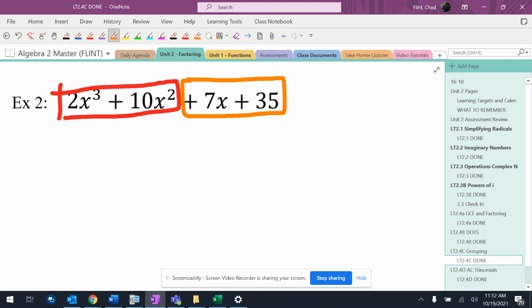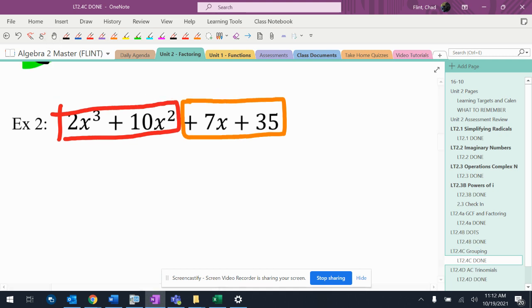All right. Let's talk about this. Inside of that red box, you can take out a 2x squared. We're looking for a GCF again. If you've done GCF stuff well, this is not too bad. If you haven't, you're going to have to practice GCF before this is going to make any sense. The second one, it's not negative in front, so I don't take out a negative, it's a plus. The GCF is just a 7. Let's walk through and take these out of there.